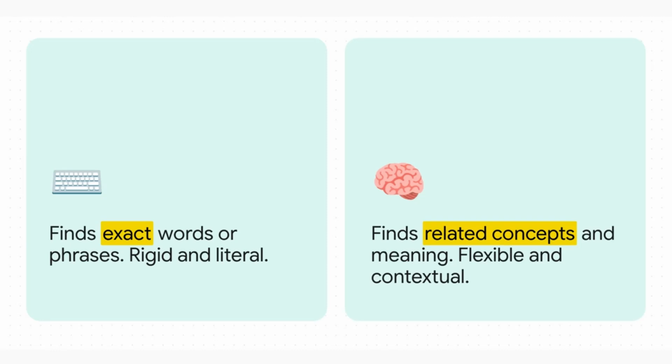Semantic search is a completely different ballgame. It searches for meaning. You could search for automobile or family vehicle, and it could find documents that only mention cars because it gets the idea behind the words, not just the letters themselves.